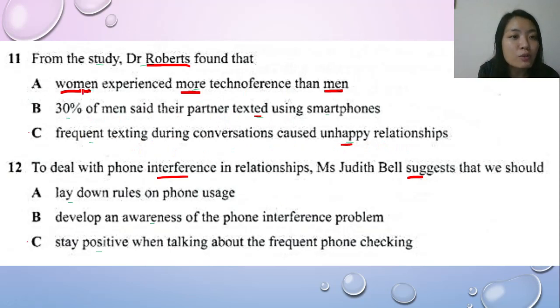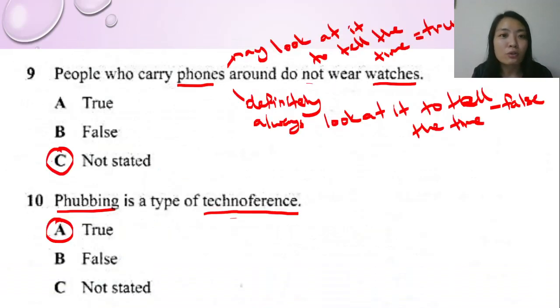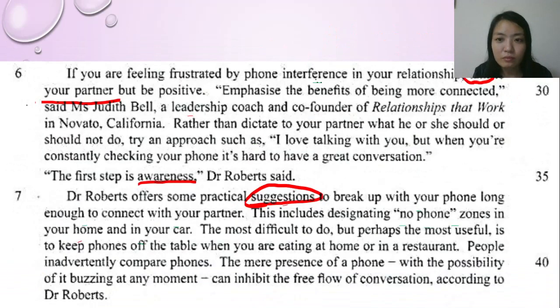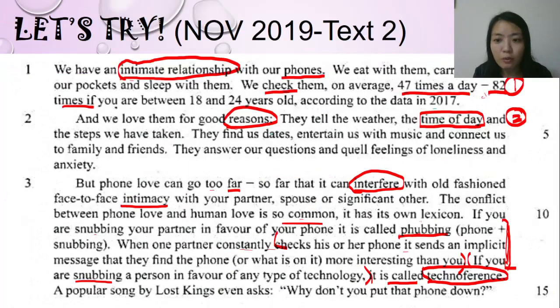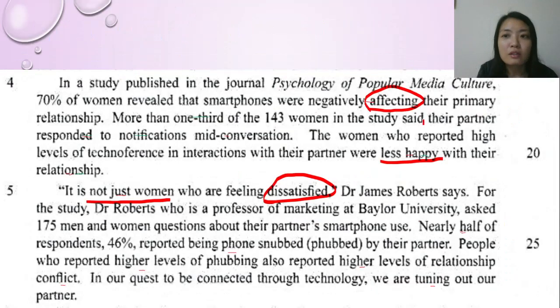So we look at the first option first. Women experience more technoference than men. Yes or no? Is it more than men? Okay, we go back to here. Here you've already found the answer for number 3. So number 4 is definitely somewhere at the next part. Okay. 70% of women revealed that smartphones were negatively affecting their primary relationship. More than a third said their partner responded to notifications. Women reporting high levels were less happy.